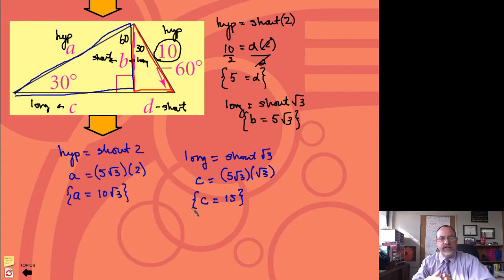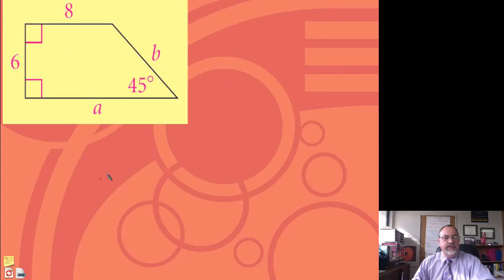Again, same process, looking at 30, 60, 90s, and then 45, 45, 90s. Sometimes you have to use both. Sometimes you'll only use one. So what do we do in a situation like this, where we're given this trapezoidal looking figure and we're asked to determine these lengths and there aren't any triangles there?